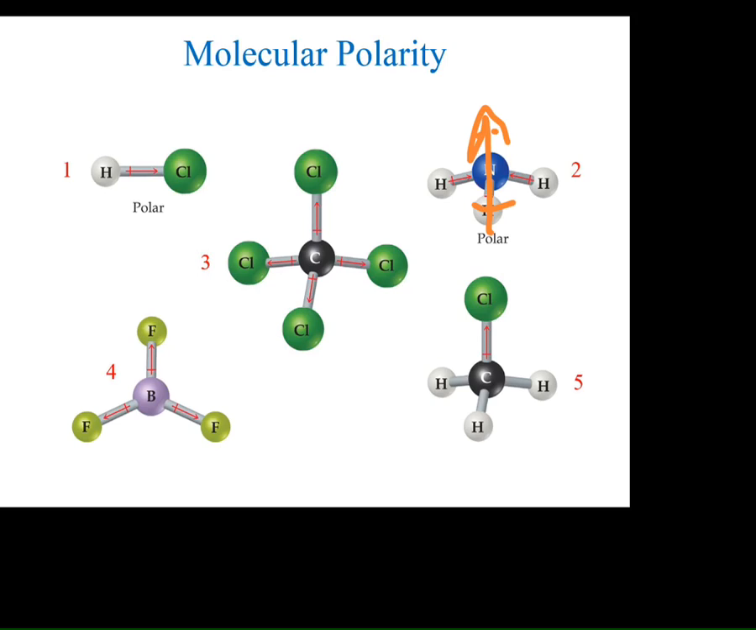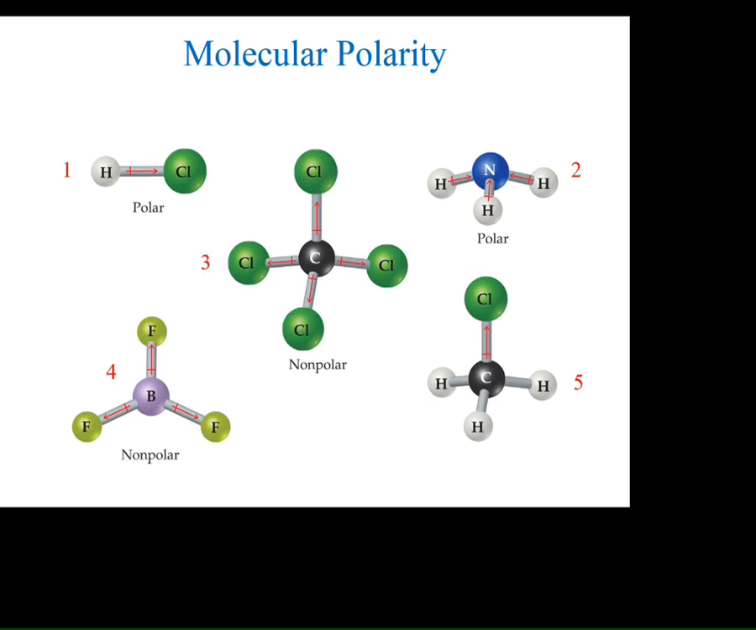Number 3. There's a carbon, and there's 4 chlorines. They're each pulling out in all 4 directions. Now that's symmetrical, right? Because they're all chlorines. They're all pulling with equal strength in equal directions. So yes, that's definitely nonpolar. How about boron with 3 fluorines pulling out in 3 different directions? Also canceling out, nonpolar.